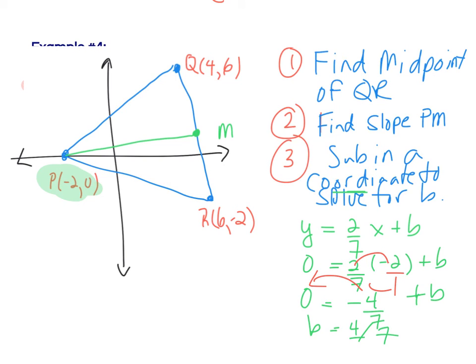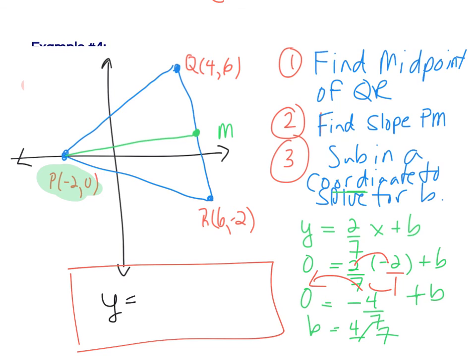So now I have all the information I need. I'm going to create a nice box here to highlight what the equation of my line is. Putting all of those pieces together, just because I've done these 3 steps, the last thing I need to do is put all of the pieces together. So my equation is y equals, and I have that slope value of 2/7, x plus, and now I have my y-intercept, which was 4/7, and I am done.